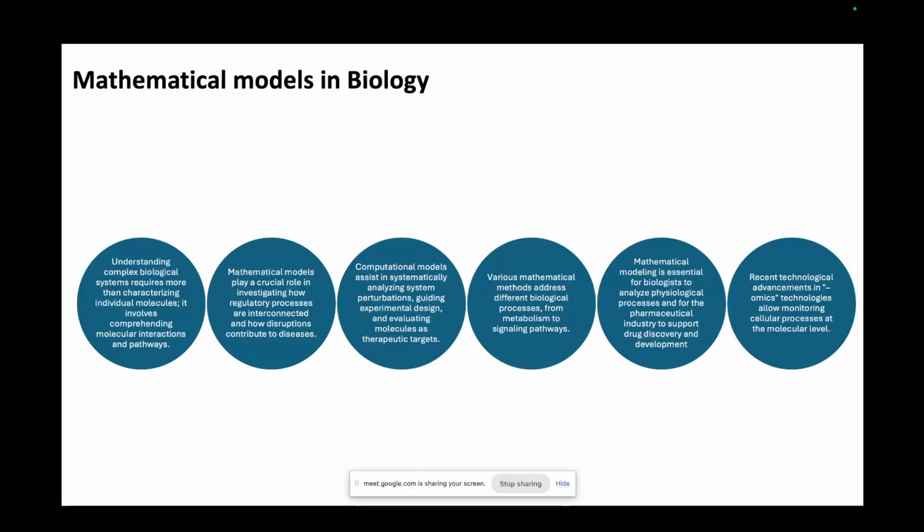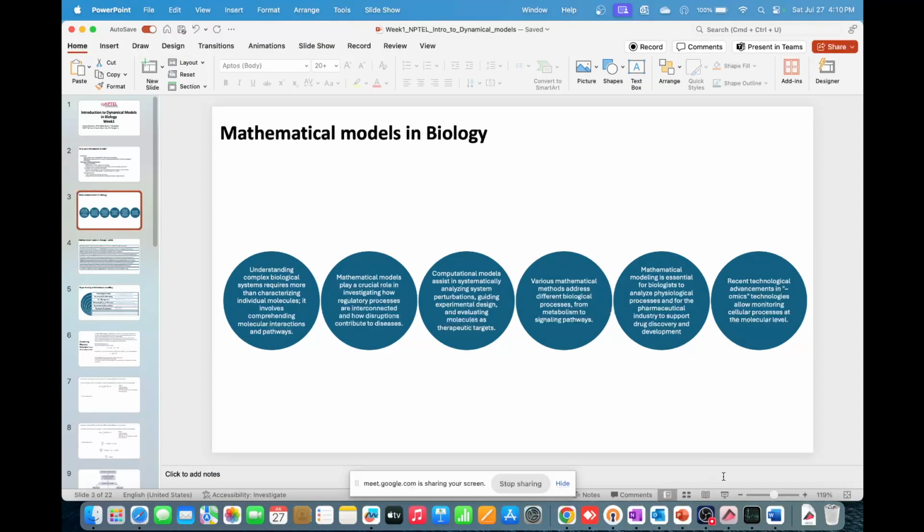Understanding complex biological systems requires more than just characterizing individual molecules. It involves comprehending other things like molecular pathways, interactions, and how different kinds of genes, proteins and pathways are regulated.